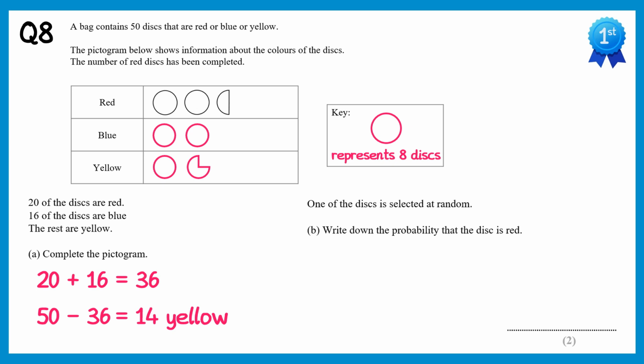For part B of the question we need to work out the probability that a disc is red. So if we select a disc at random, there are 20 red ones, so it'll be 20, out of the total number of discs, which is 50. You may have simplified this down to something like 2 over 5, but you don't need to because the question doesn't ask us to. It's also a probability question, where usually any fraction that's correct will be acceptable.